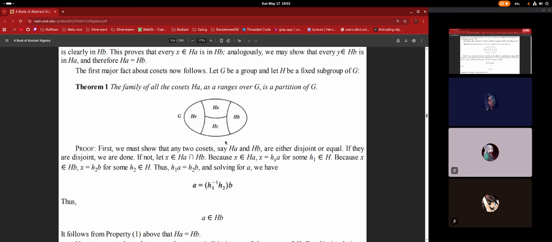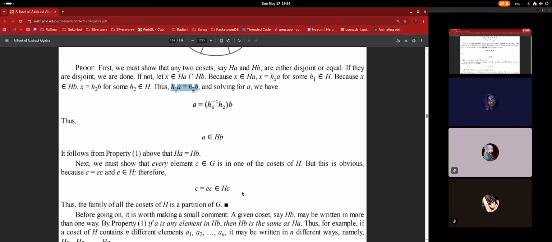Because x is in Ha, we can write x = h1a for some h1 in H, and because x is in Hb, it's also described as x = h2b for some h2 in H. Thus these two things must be the same. Solving for a, we have this thing. This is probably just some manipulation, right? Because you can divide and then use the inverse, and you're going to have this. And we know by the definition of the subgroup that this is in H. So a is in Hb.